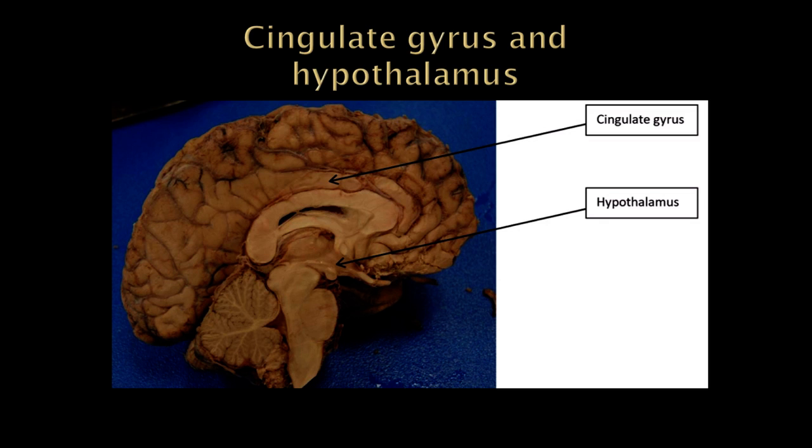All right, so other parts of the limbic system. Remember the cingulate gyrus we've talked about, which sits right on top of the corpus callosum. That's part of the limbic system. And the hypothalamus is in this location here. We're going to point that out again when we get to the diencephalon, but there is your hypothalamus.